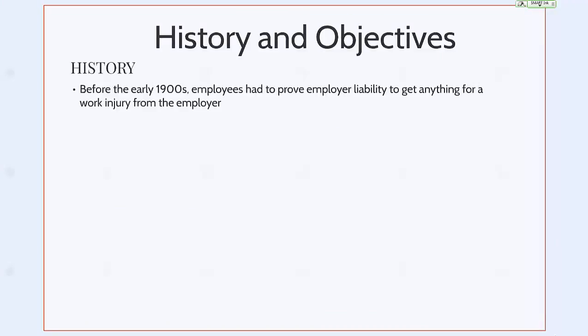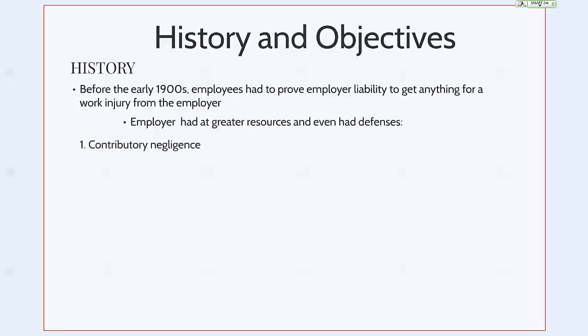Historically, before the early 1900s, employees had a steep climb in order to prove that the employer was liable to get anything from them for a work-related injury. This is partly because the employer had greater resources and even had certain defenses, such as contributory negligence, which said that if the employee was even 1% negligent, causing the resulting work-related injury, he or she was barred from recovery. Or if a fellow employee was even 1% negligent, causing the work-related injury, the employee was barred from recovery. This is the fellow servant rule.